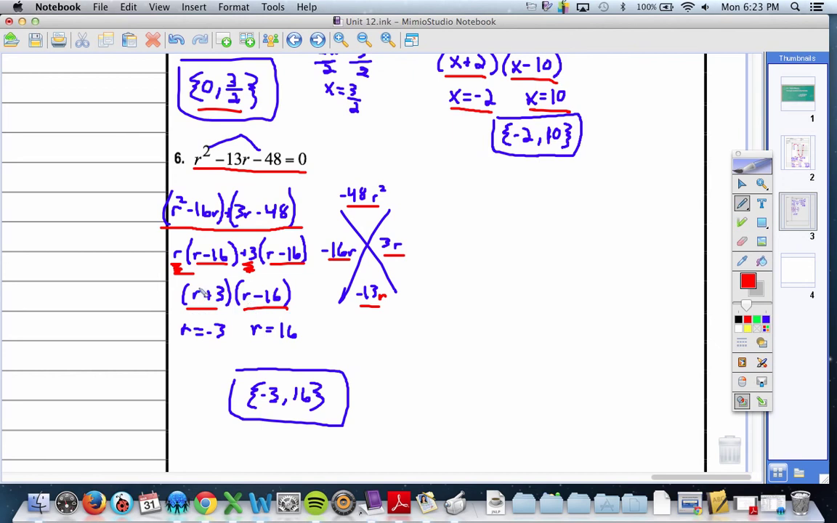And like I said, the more you do this, I can tell right now if it's r plus 3, then the answer is going to be r equals -3. If it's r minus 16, the answer is going to be r equals a positive 16. Once you get to that point, you have your answers in a solution set. We have -3 and 16.